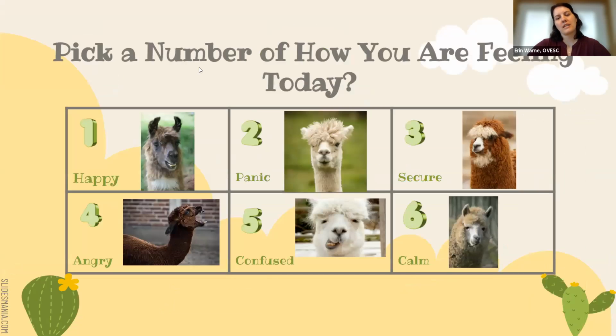All right, so just to start things off, to get the temperature of the room, just pick a number for how you are feeling today. Looking at our llamas, number 1, maybe you're feeling happy today. Number 2, maybe you have some panic inside you. Number 3, you're pretty secure with where you're at. Number 4, maybe you're angry, who knows? Number 5, confused, or 6, calm. Just put it in the chat. We've got some numbers coming in. Very good. Excellent. Good job.